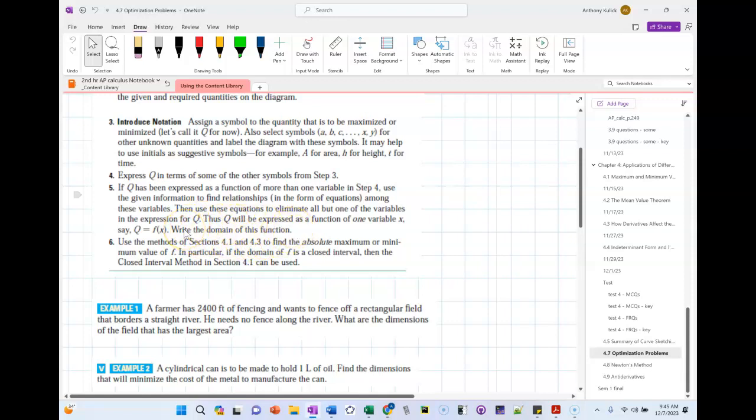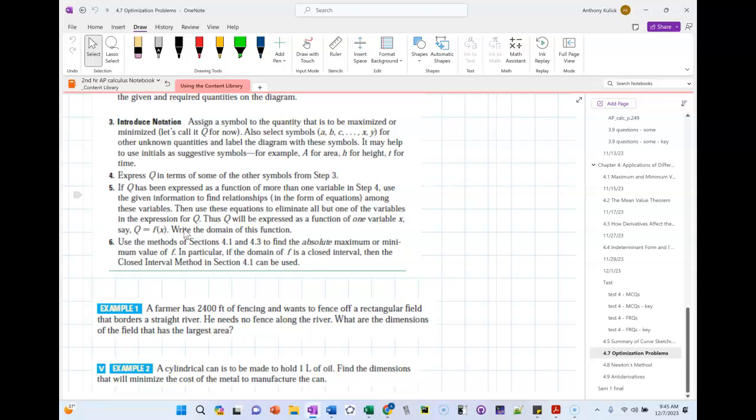Why is that going to be important? Because once we have Q equal to f of x, we're going to take the derivative of it and find the critical values. So we need the domain of Q so we can compare the domain of the derivative to the domain of Q, because we need those possible critical values, right? So the domain is going to be important because it's going to help us when we look for the critical values on the final step.